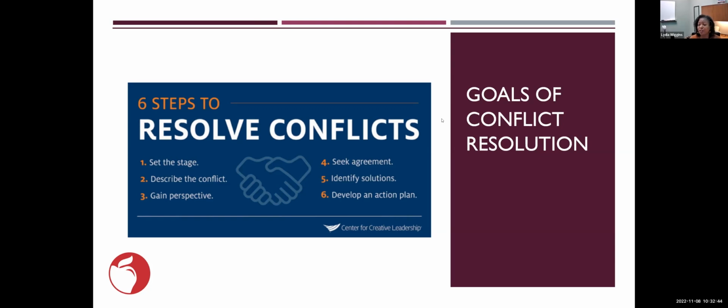You want to begin to identify solutions that can support your movement in gaining a different perspective, and then develop an action plan that will support what you're trying to do with mending the relationship. So those 6 steps again: set the stage, describe the conflict, gain perspective, seek agreement, identify solutions, and develop an action plan. A resource that you'll get after this is a guide that walks you through exactly how to do these steps one at a time. You'll be able to use it in your everyday dealings, for personal or professional. Conflict doesn't just happen at work. Conflict happens everywhere we are, whether it be good, bad, or indifferent.